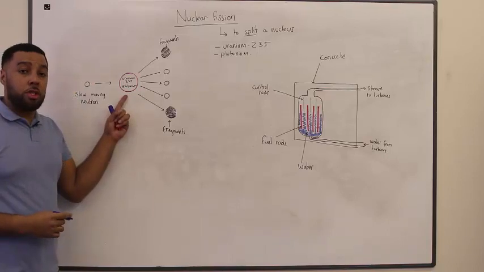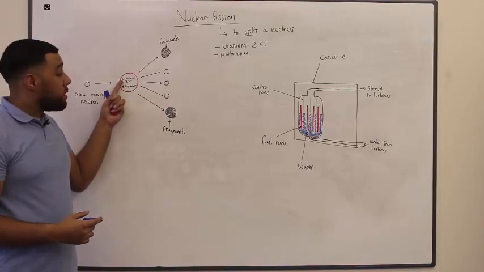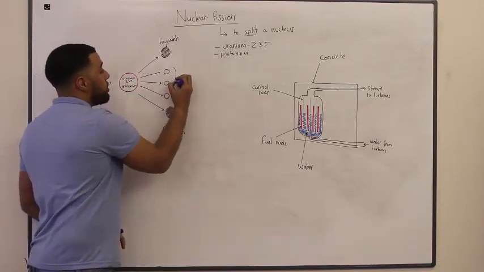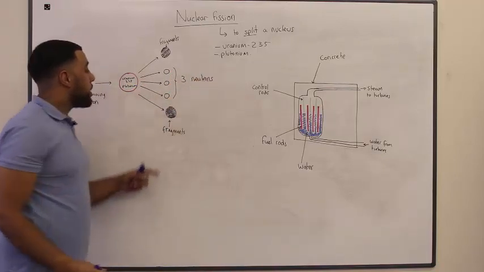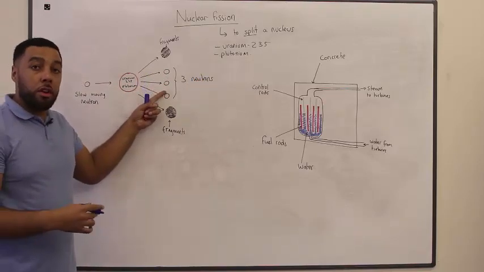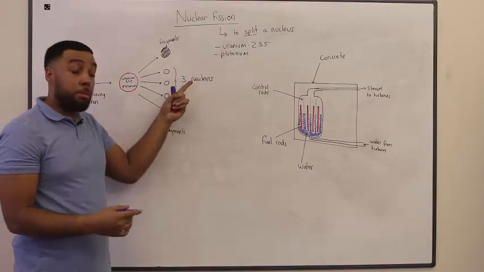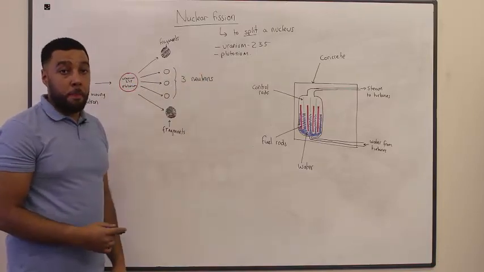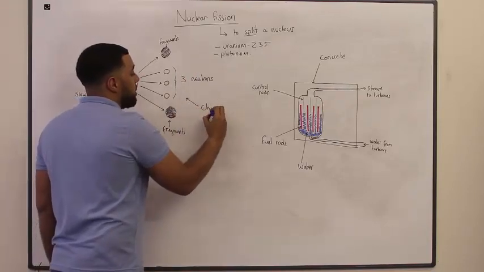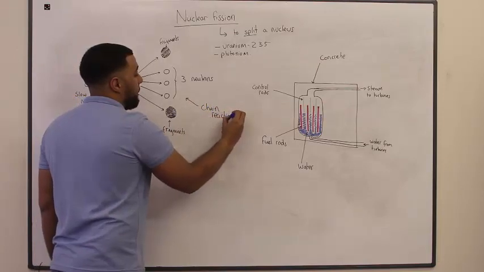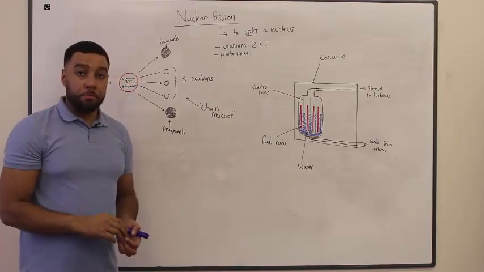But what's important to notice is that when the nucleus splits in nuclear fission, 3 more neutrons are released. Now, those 3 neutrons can go on and collide with another uranium-235 nucleus or another plutonium nucleus. So what we have going on, in a sense, is something called a chain reaction, where one reaction triggers another.